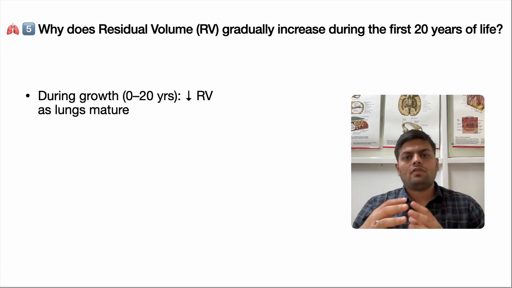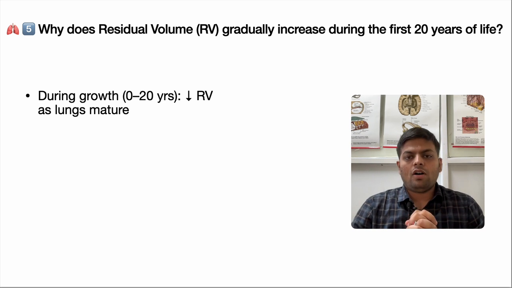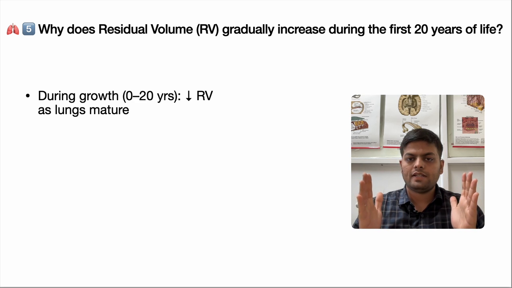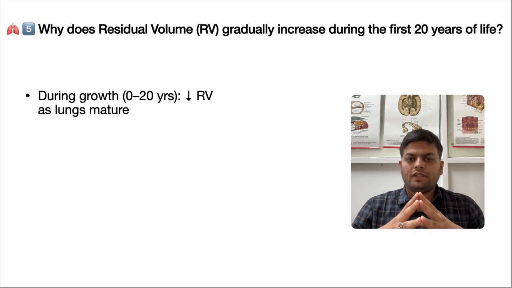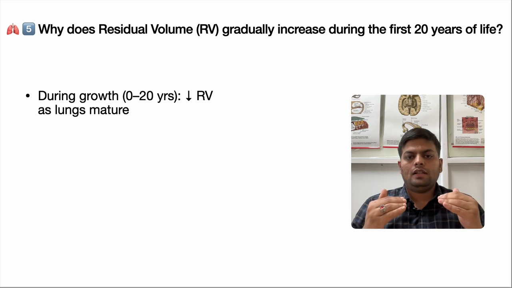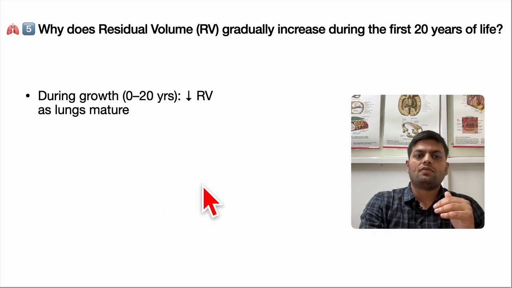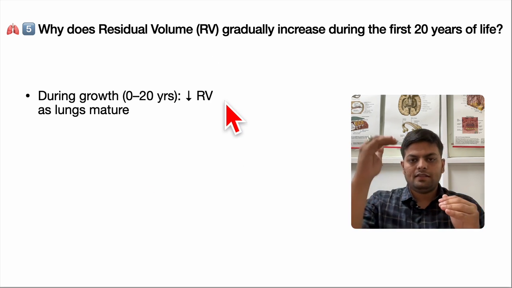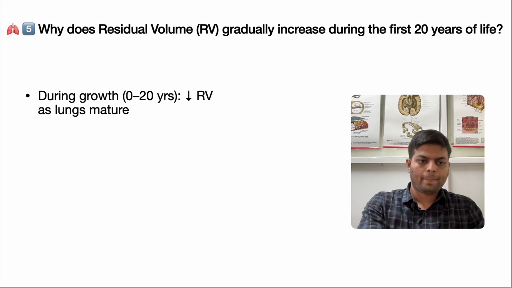Is that clear? Now the next question, this one is the last question. Why does residual volume gradually increase during the first 20 years of life? This is because from birth to the first 20 years of life, during the course of development of a child, lung elasticity improves. That is the reason the residual volume decreases as lungs mature. Okay.